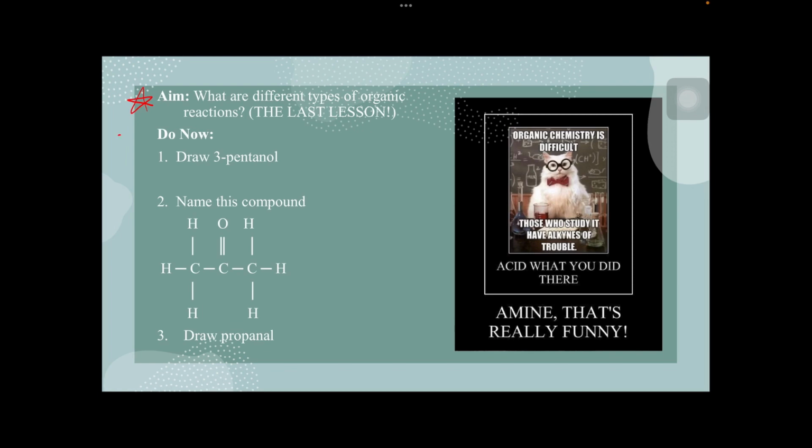So these are the do now questions. You should have reference table R and your outline handy to get these done. So for the first one, draw 3-pentanol. The first thing you need to look at here is the word, okay? The ending of the word ends in OL. So you need to go to reference table R and you need to figure out, using table R and the examples they give you, what kind of compounds end with the two letters OL.